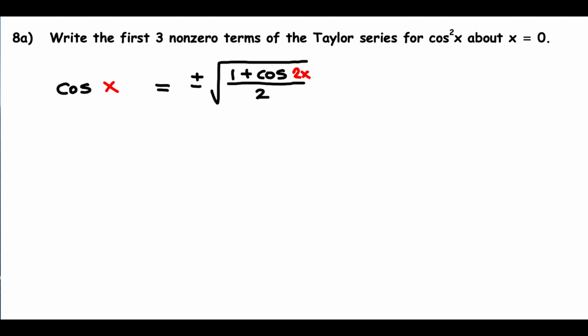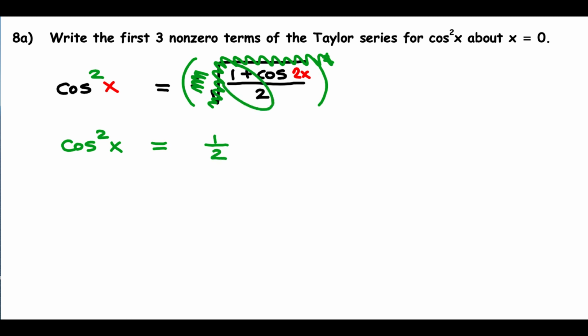And now I want to square both sides. So the left-hand side will become cosine squared of x. The right-hand side, when I square it, the square and the square root are inverses of each other, so they will cancel out. And I don't need the plus minus anymore, because even if it was negative, I just squared it. And so that leaves us with cosine squared of x equals 1/2 plus 1/2 cosine 2x.